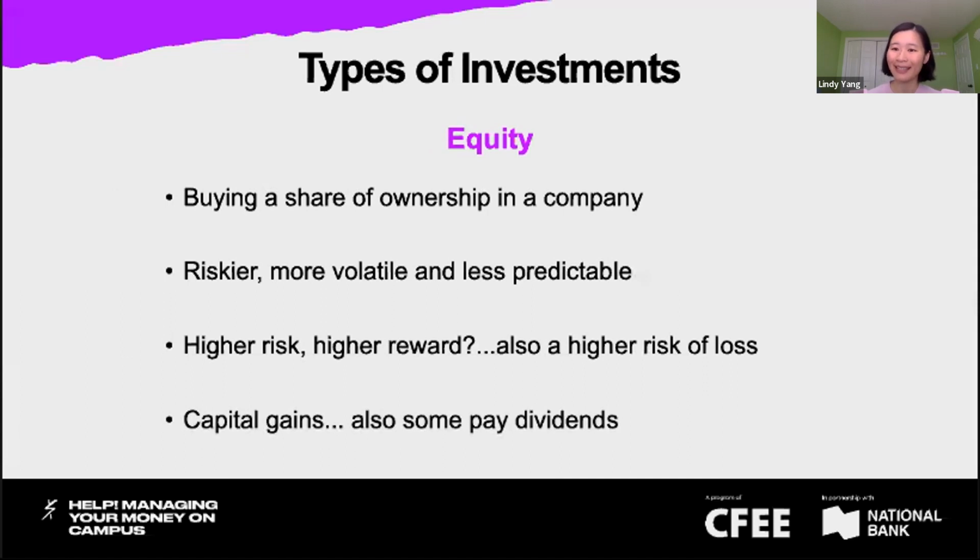Another popular asset class is equities, which means buying a share of ownership in a company. If the company does well, the value of the shares or stock should rise. A higher stock price indicates that the value of the company is higher. Equity investments, like stocks, are riskier than fixed income investments. Their value is more volatile and less predictable. A stock's value may rise or fall, sometimes by a great deal. The possible return on an equity investment is higher, but so is the risk of loss.